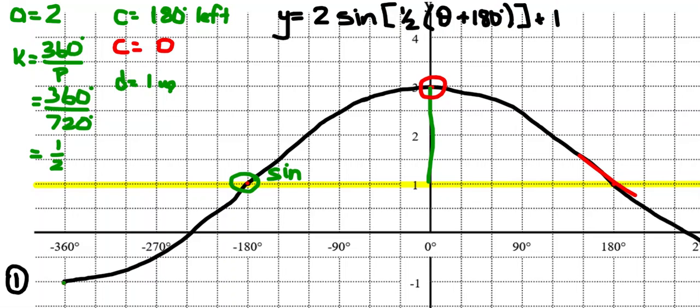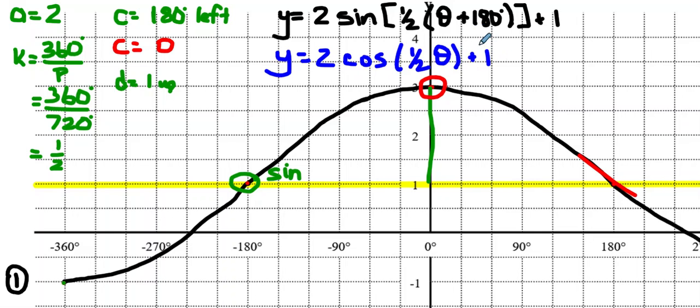Okay, let's do the cosine one. So there's your cosine. Again, same amplitude, now you've got cosine in there, your k value. There's no phase shift, right, because it starts where it's supposed to, on the y-axis at the high point, and then you have that extra d value.